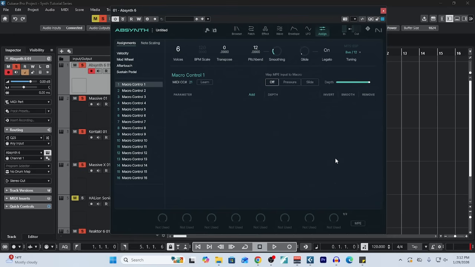Absynth 6 also combines the 2 controls. Here in the assignment window, we see the glide knob turned all the way to the left, like in Massive. There is no portamento. Turn it over to the right. The longer you go, the stronger the portamento becomes.